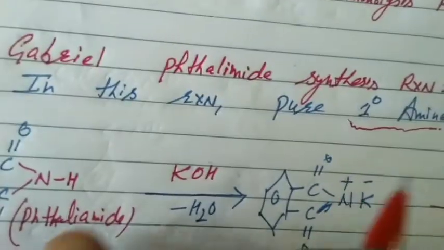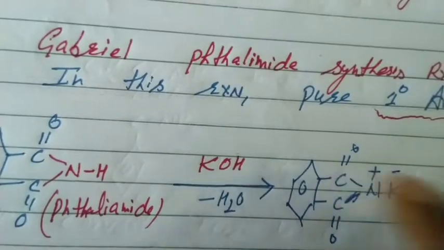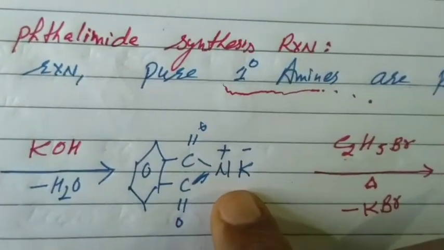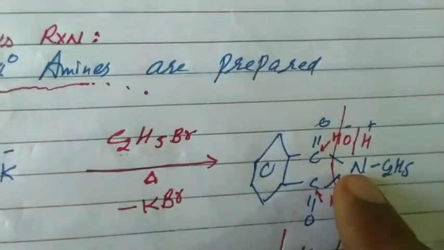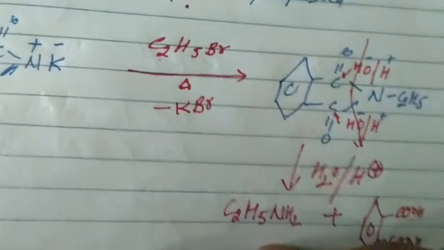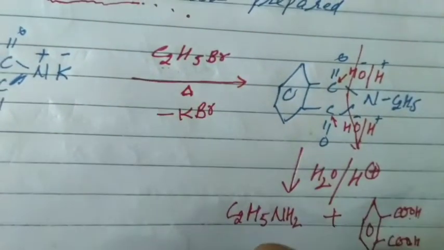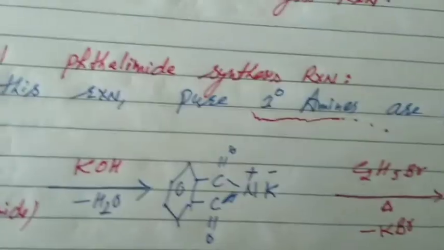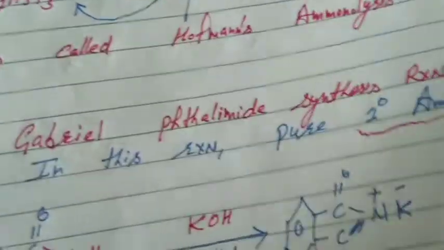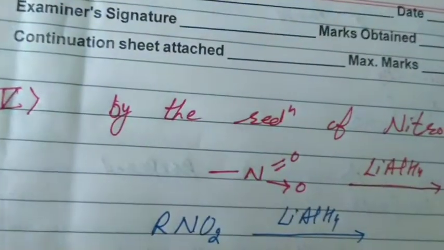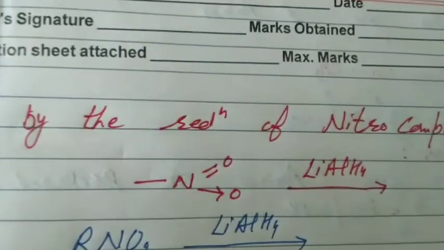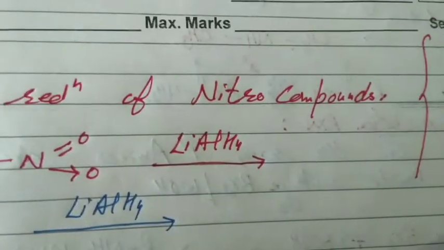Start from phthalimide, treat it with alkali. What do you get? The potassium salt of phthalimide. Then use a haloalkane to get the alkyl phthalimide. And at last, complete hydrolysis. Easy steps, students, you can easily do. Gabriel phthalimide synthesis reaction. After this, next method of preparation, easy, by the reduction of nitro compounds.